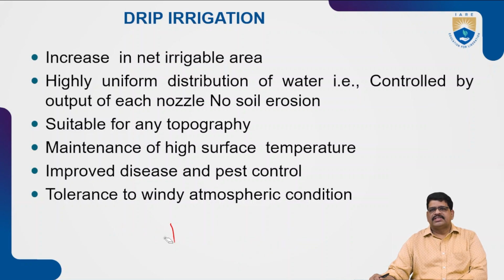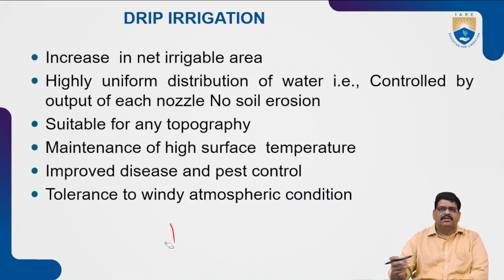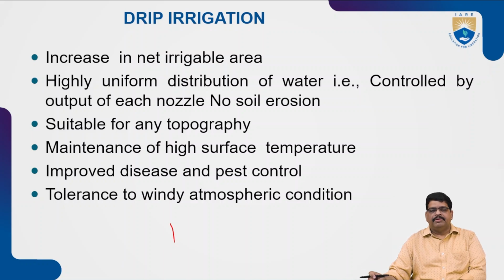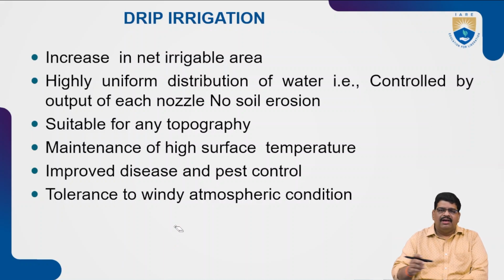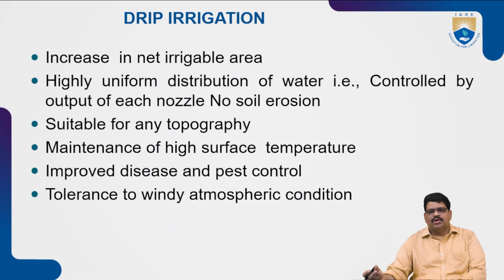Next, maintenance of the high surface temperature. So the high temperature will be maintained with drip irrigation systems. Improved disease and pest control. Why? Because most pest problems can increase due to the waste grass that can grow.